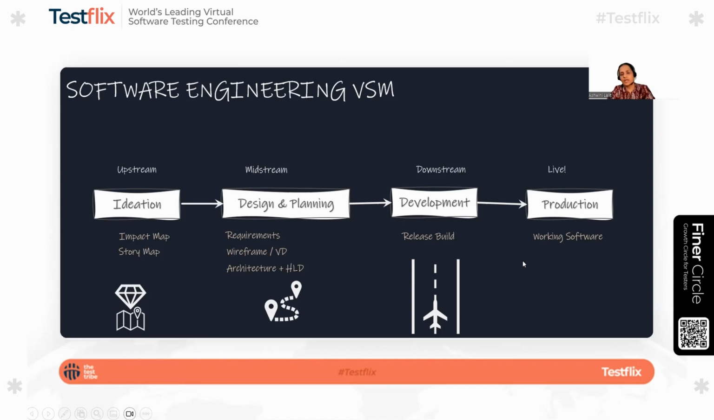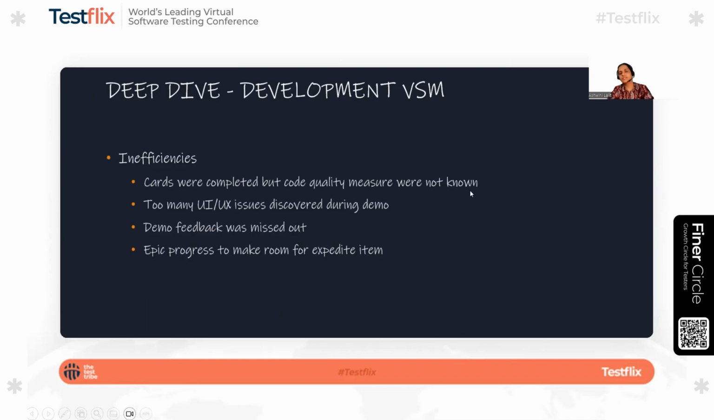In the interest of time, let's deep dive into the development phase. What we'll do is look into some of the inefficiencies that we solved in our own value stream. There were certain issues that actually created wastages, and we optimized our value stream by bringing in some changes that helped us get rid of these problems. Cards were completed, but the code quality measure was not known. There were too many UI UX issues discovered towards the end of the cycle. Demo feedbacks were often missed out.